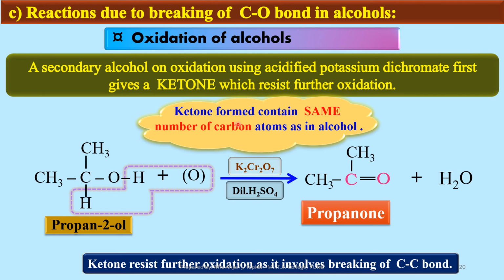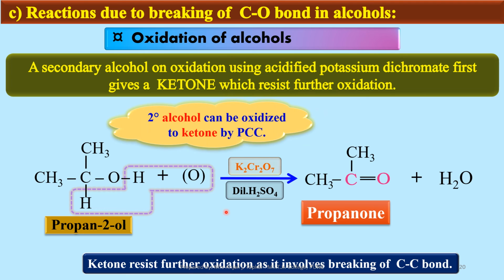Ketone formed contains the same number of carbon atoms as in alcohol. Ketone resists further oxidation as it involves breaking of C-C bond. Secondary alcohols can be oxidized to ketone by PCC, that is pyridinium chlorochromate.